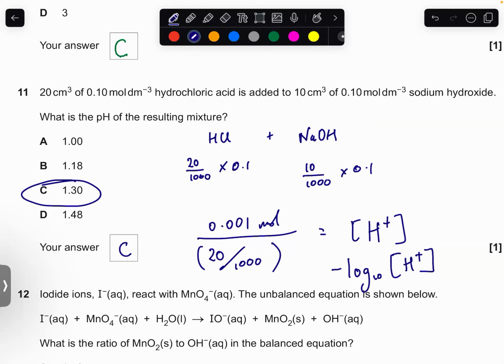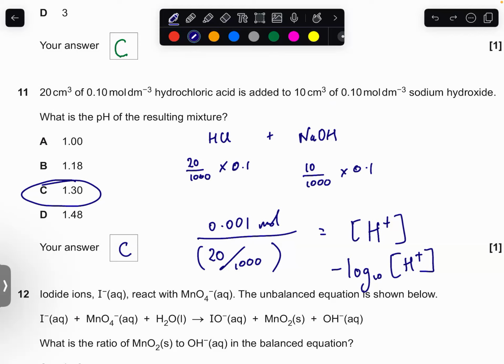And the mark scheme does not support that. What have we done here? D. Sodium hydroxide, HCl, that's correct. Sodium hydroxide, 10, and again 0.1. Yep, that's correct.